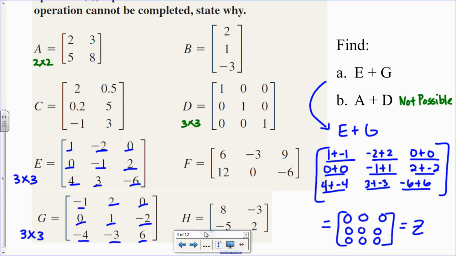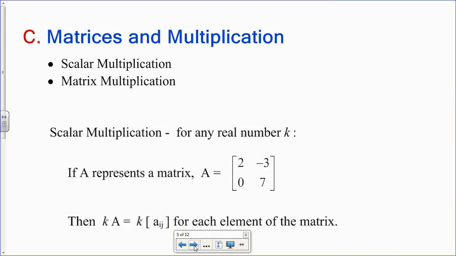If you're subtracting, they also have to be the same size, and you just subtract. So instead of adding all the corresponding entries, you subtract. All right, we're going to start multiplication, but the first multiplication we'll look at is just the scalar multiplication.